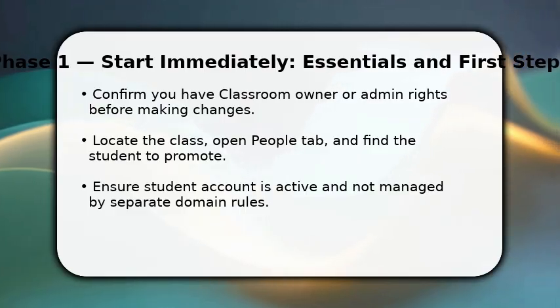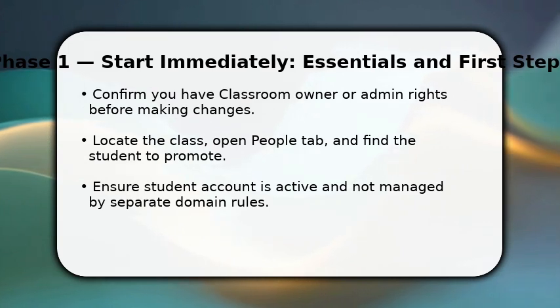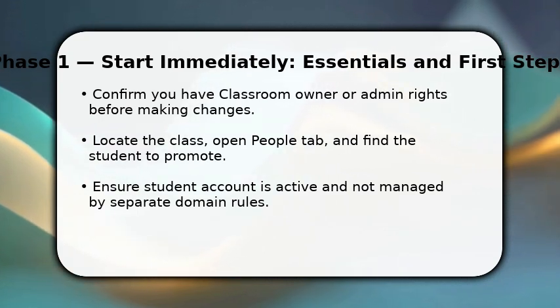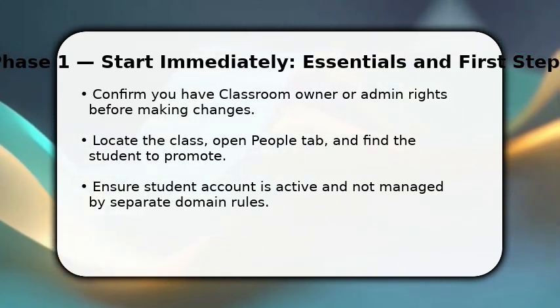You have the right access. Proceed now. Open Google Classroom, pick the class, and click People. Do it immediately so you don't lose context. Find the student row and verify the account status. If the user is in another domain, role changes may be blocked.